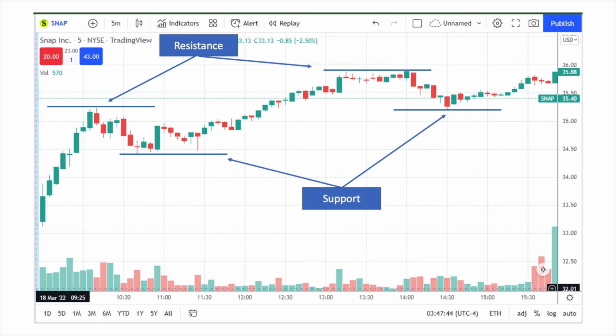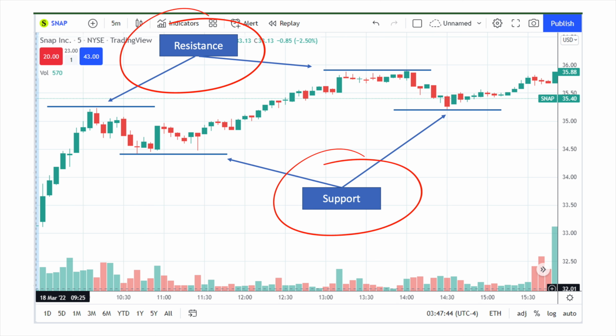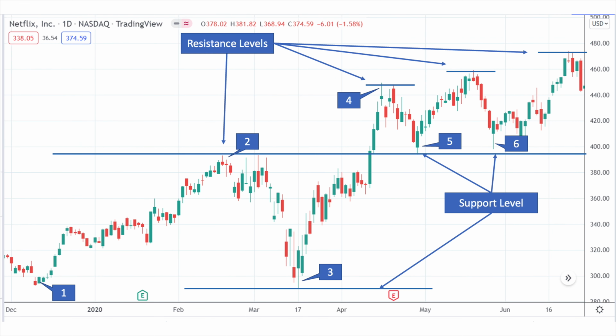The peaks and troughs at which this movement happens are important and are referred to as support or resistance levels, depending on the direction of the movement. Let's look at another example in more detail. The chart here is Netflix daily chart from the 29th of November 2019 to the 26th of June 2020.